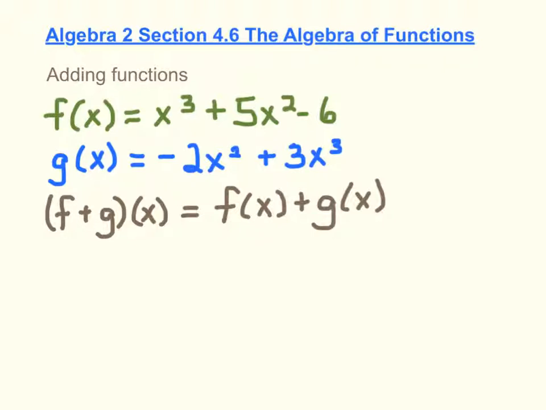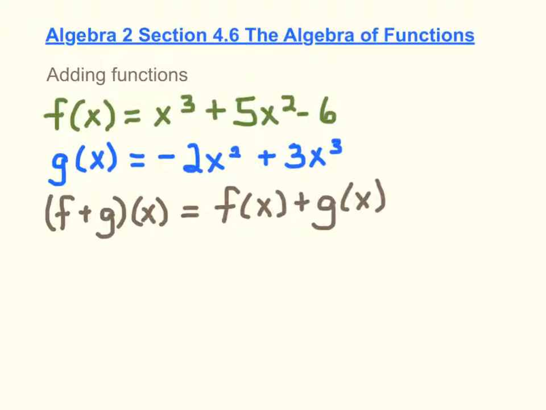given to you as f plus g of x, f plus g in parentheses, and then the x in parentheses does not mean multiply. Recall that that is function notation. But what that means is we're going to take the f of x function and add it to the g of x function. So with adding, it's really a matter of combining like terms, something you've learned a while back.